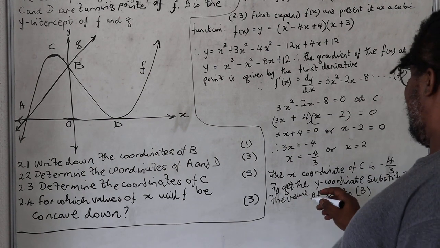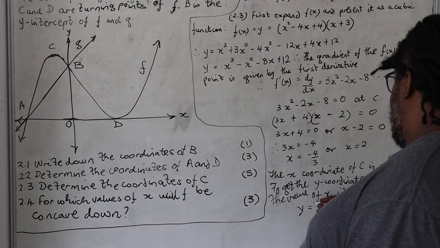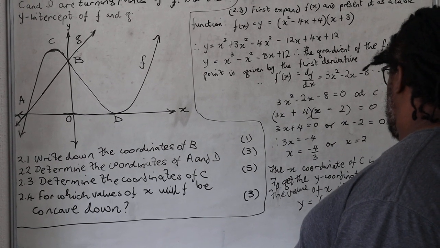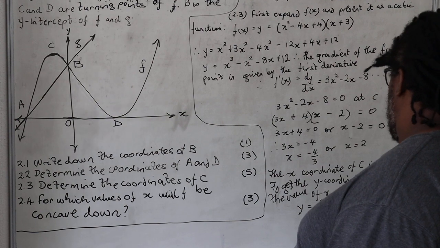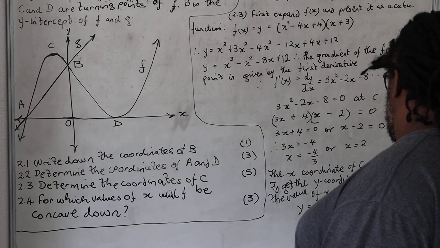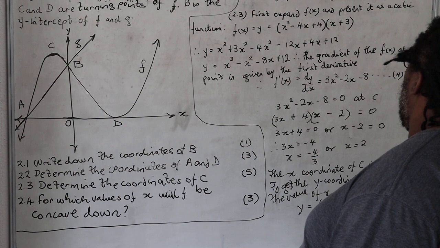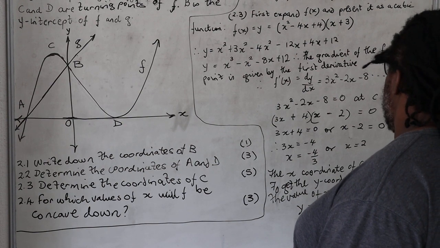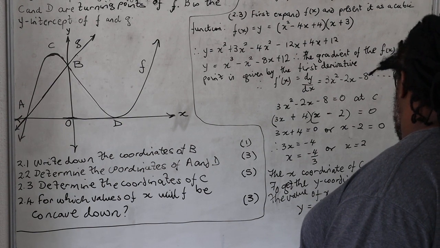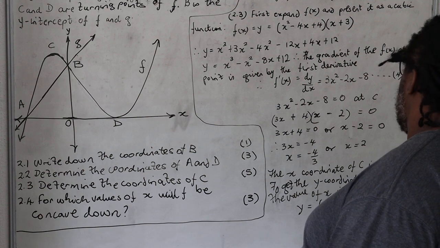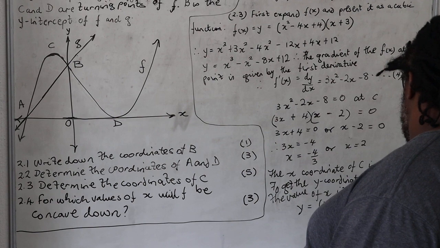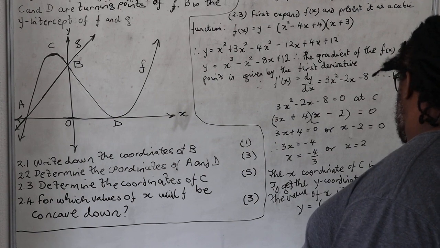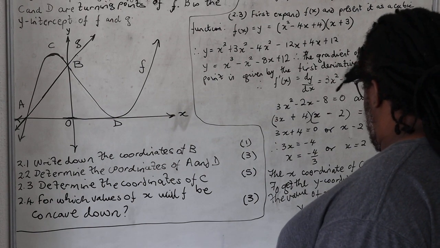So then we will have y is equal to minus 4 over 3 minus 2 squared multiplied by minus 4 over 3 plus 3 over 1. This we can put as 2 over 1.